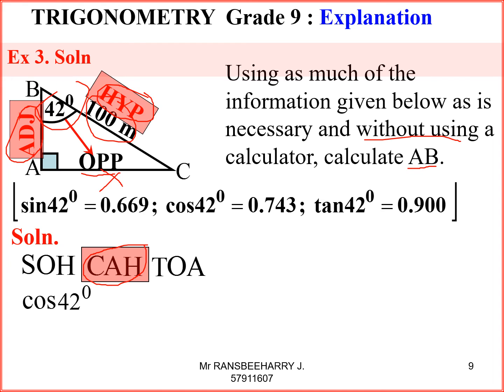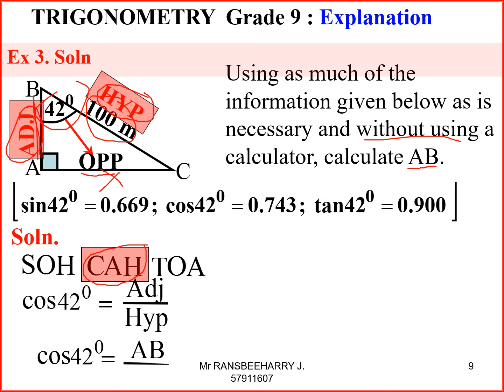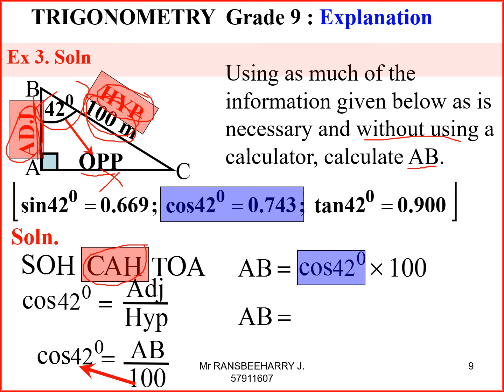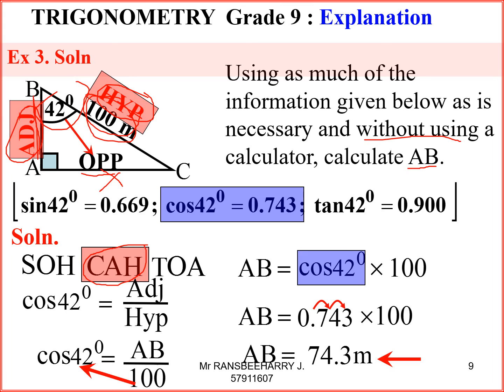So cos of angle 42 degrees is A over H. CAH means A over H, the adjacent over hypotenuse. The adjacent is AB, divided by the hypotenuse, which is 100. Now to find AB, we cross multiply. AB is cos 42 times 100. Now the cos 42 value given is 0.743, times 100. When we multiply by 100, the decimal point moves forward by 2 places. We obtain 74.3 meters.